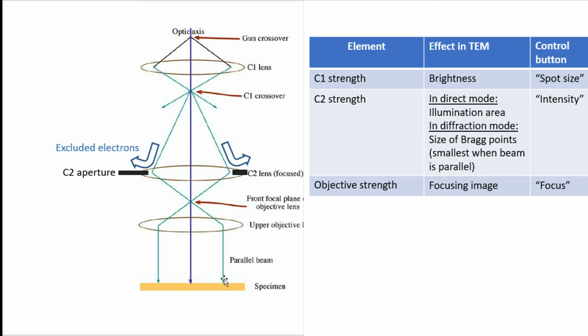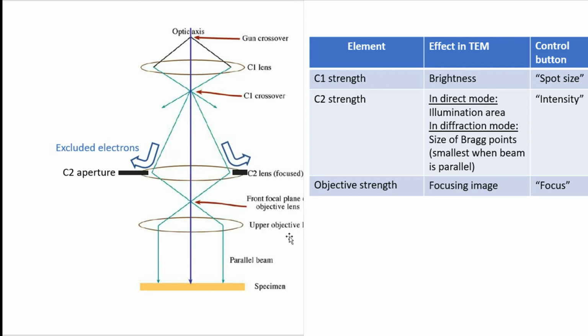In the case of TEM, as opposed to scanning TEM, we rely on the optics to create the image, so we illuminate the entire target by one beam, one parallel beam in general. In direct imaging, the power of the C2 lens will determine the area of illumination on the target.